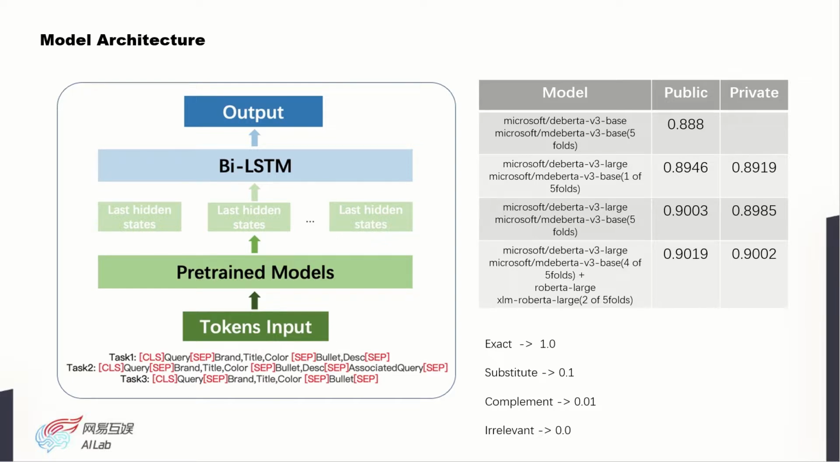Here are some results of Task 1. We trained all the models by 5-fold cross-validation. Using this method, an ensemble of DeBERTa and RoBERTa can get 0.9019 on the public test set and 0.9 on the private test set.